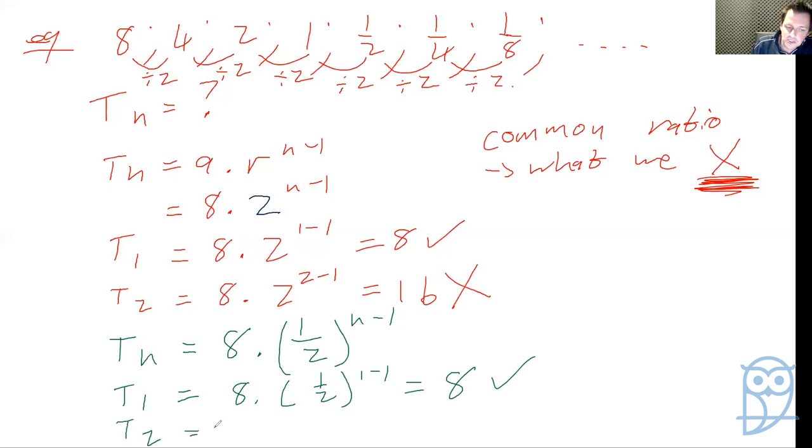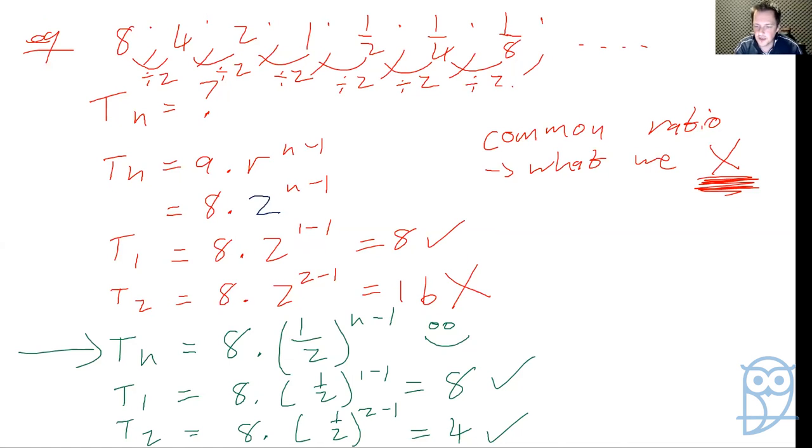But when we have a look at T2 is when our important difference comes along. The 2 minus 1 means that we're taking 8 times a half, which is indeed 4. And if you halve that again, you get 2. And if you halve it again, you get 1, which means that this is actually my Tn formula for a geometric or exponential pattern. So it is very important that you don't fall into this trap.